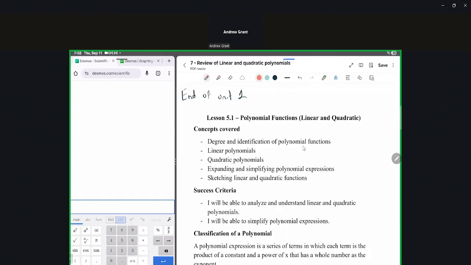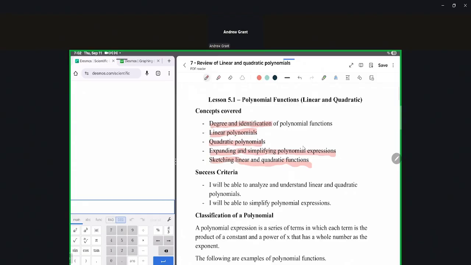The concepts we're going to be studying today will be the degree and identification of polynomial functions, linear and quadratic polynomials, and simplifying polynomial expressions, as well as sketching linear and quadratic functions. And I say sketch because you can't graph all of these with a table of values, but at times it's easier to provide a quick sketch. So I'll show you the difference between these and what they look like.